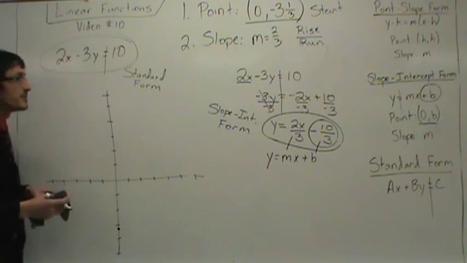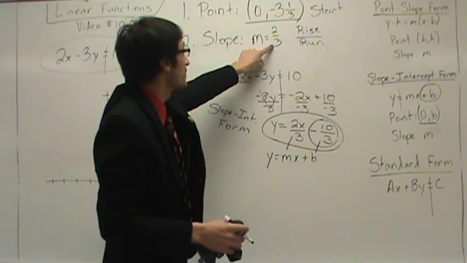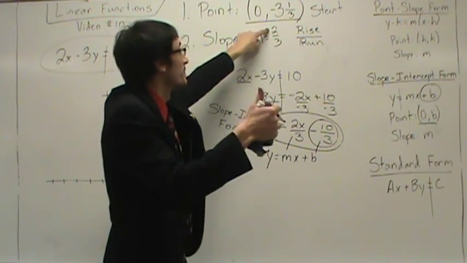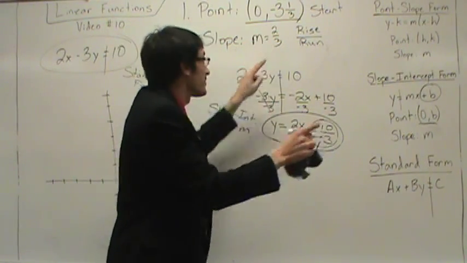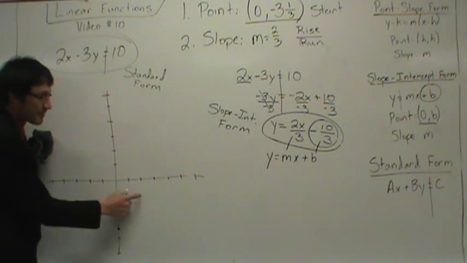Okay, now we're going to use our slope, rise over run. The rise is positive 2. The run is positive 3. This means, since the rise is positive 2, go up 2. The run is positive 3, go right 3. So from here, we're going to go up 2 and right 3.